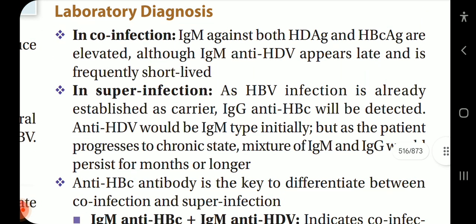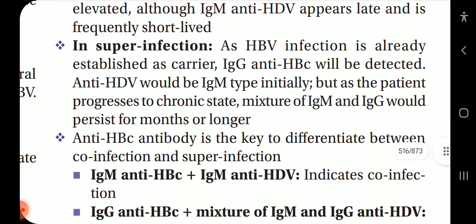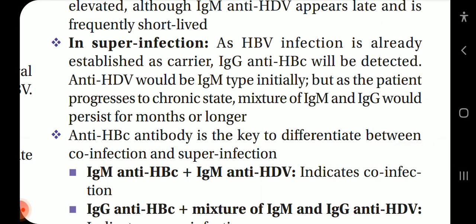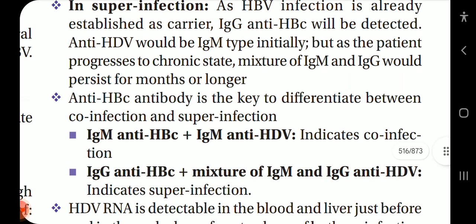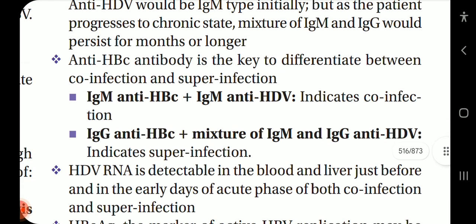Lab diagnosis. In co-infection, IgM against both HDAg and HBc antigen are elevated, although IgM anti-HDV appears late and is frequently short-lived. In superinfection, as HBV infection is already established as carrier, IgG anti-HBc will be detected. Anti-HDV would be IgM type initially, but as the patient progresses to chronic state, a mixture of IgM and IgG would persist for months or longer.